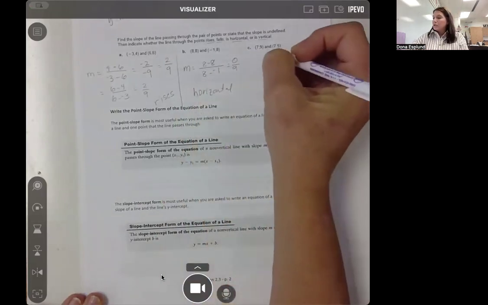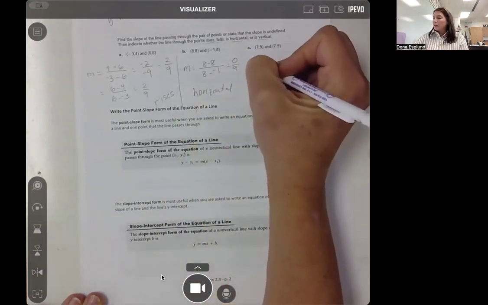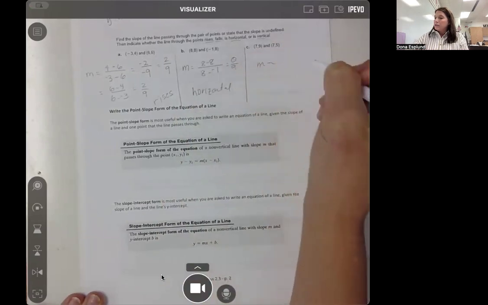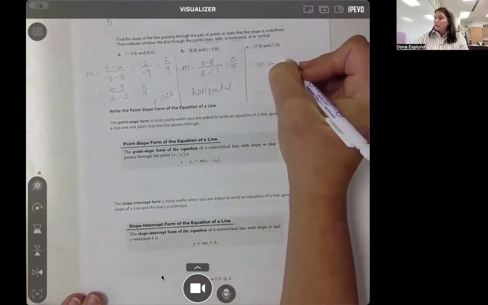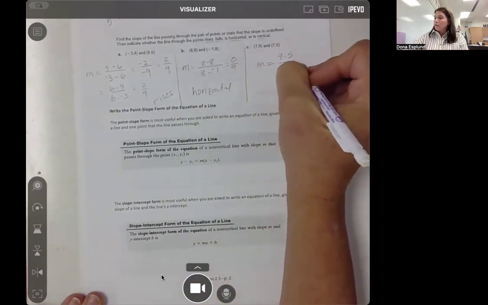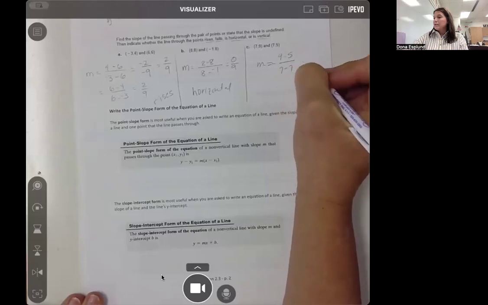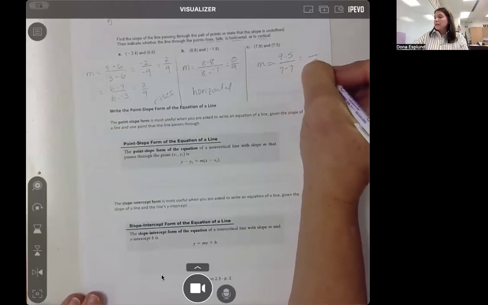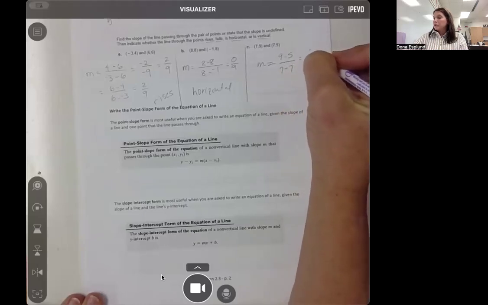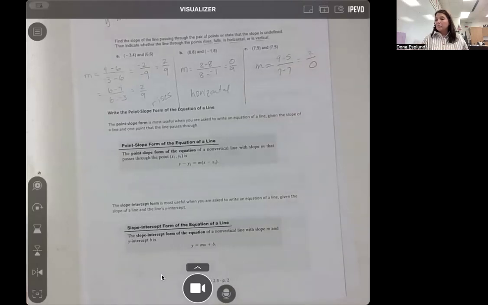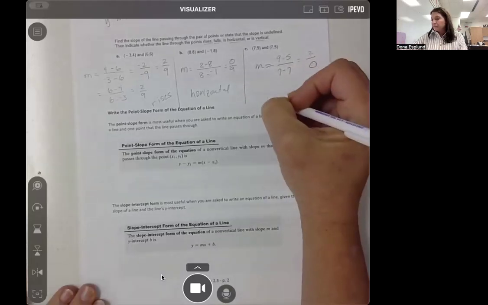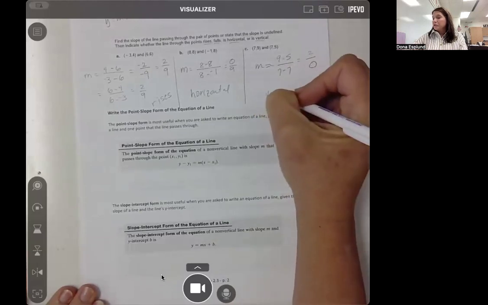And then the last one, notice on this one that M is going to be the change of the Y's. So it's going to be 9 minus 5 over 7 minus 7. This time I have 0 on the bottom of my fraction. So in this case, I know that I have what kind of a line? Yep, it's undefined for slope and vertical. Good.